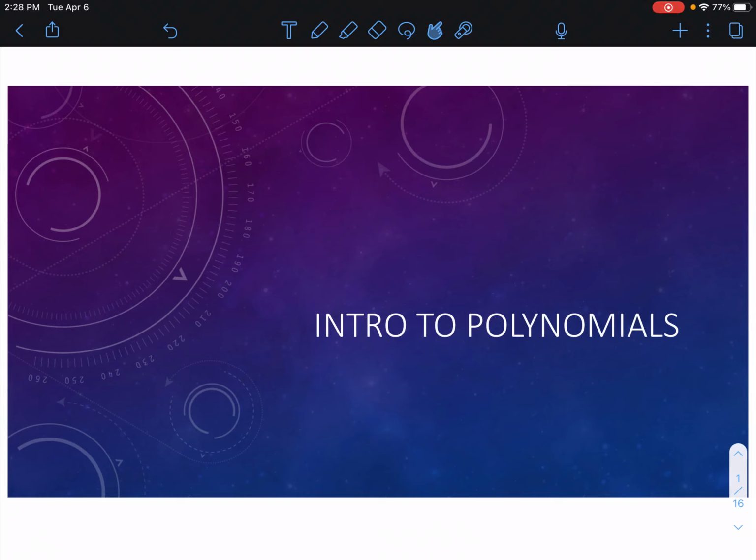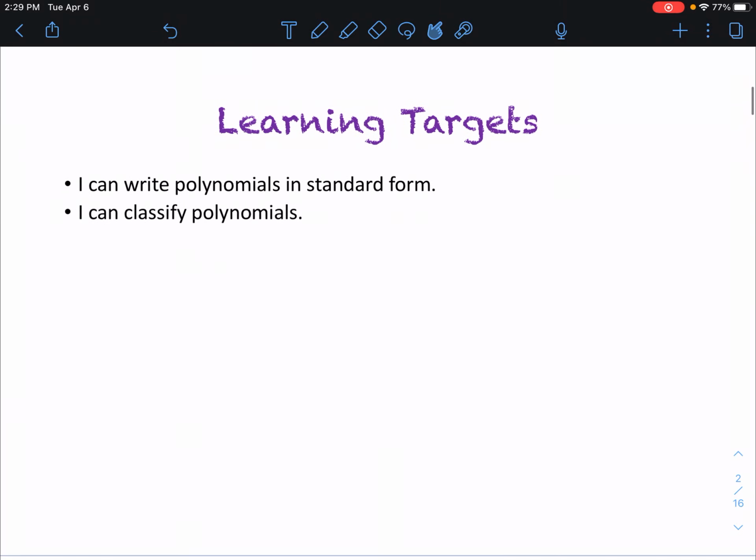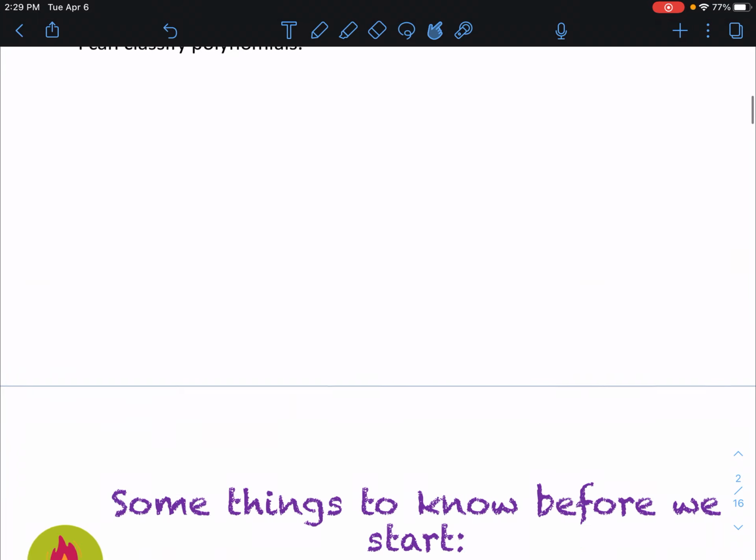Okay, so today we're going to talk about polynomials. Now, we've already talked about quadratics, which is a type of polynomial, and we've gone into specifics about that, but we're going to learn more generally what is a polynomial. We're going to learn how to write polynomials in standard form and classify them.